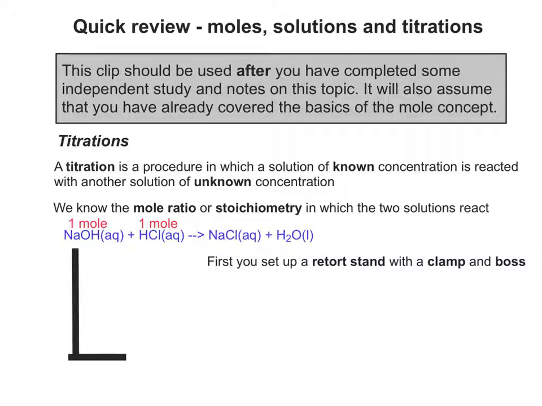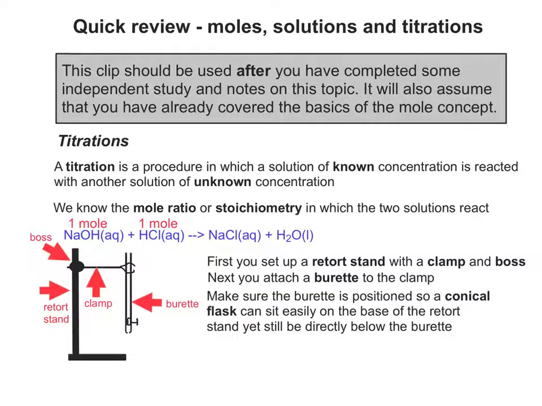So first you set up a retort stand. And the next thing to do is to attach a burette to the clamp. The next thing to do is to make sure the burette is positioned so a conical flask can sit easily on the base of the retort stand, yet still be directly below the burette.